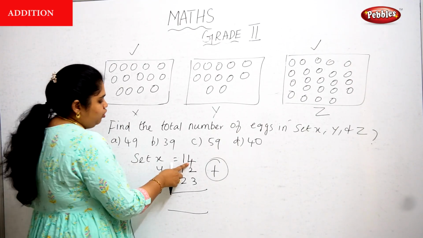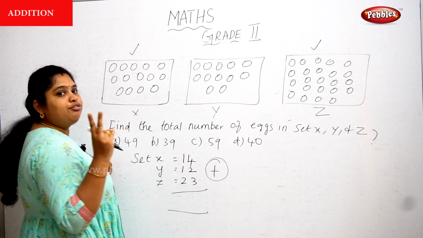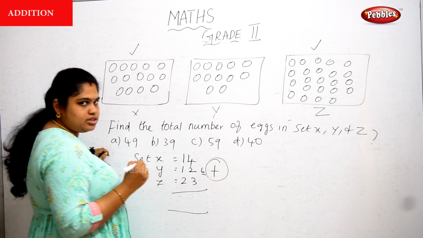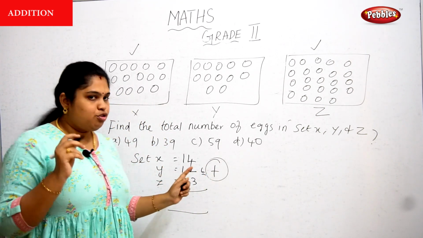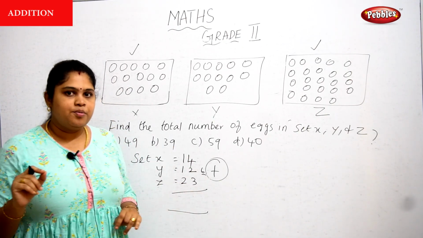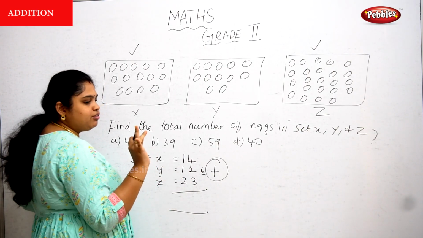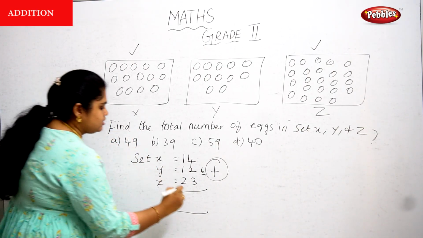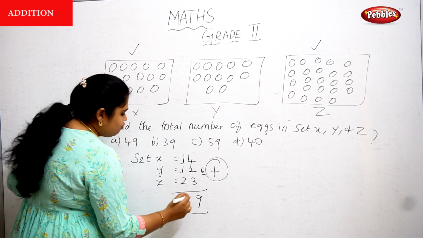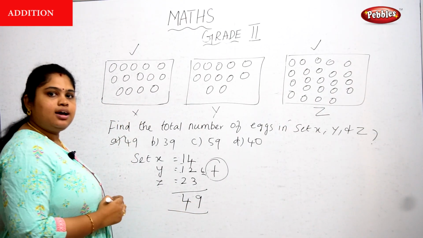So, 4 to 5, 6: 4 in the mind and 2 on the fingers. After 4, 5 and 6, what number have we got? 6 we got, isn't it? If you think you will forget it, just write it here. Okay, children. Next is 6 to 3. 6 in the mind, 3 on the fingers. After 6, 7, 8 and 9. So, 9 is the answer. 1 plus 1, 2. 2 plus 2, 4. So, 49. So, option A. Option A is the correct answer.